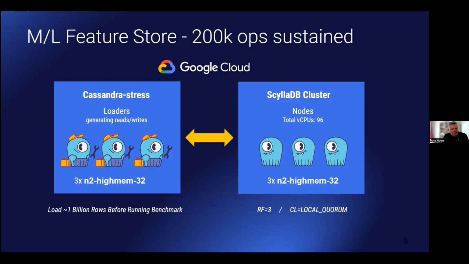You can inform that with Cassandra stress, and then you designate how much, 70% reads, 30% writes. Our ScyllaDB cluster is 3 nodes. 3 nodes make a cluster in any distributed system, right? There are 3 N2 high mem 32s, so total vCPUs is 96. So RF equals 3 and CL equals local quorum.